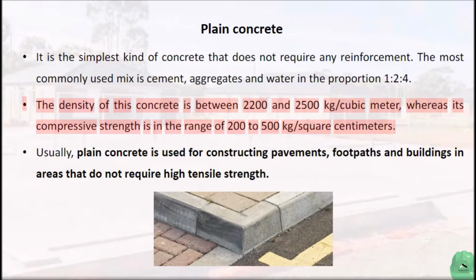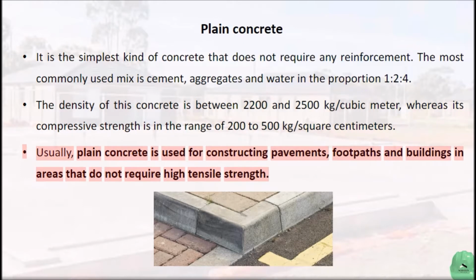The density of this concrete is between 2,200 and 2,500 kilograms per cubic meter, whereas its compressive strength is in the range of 200 to 500 kg per square centimeter. Usually, plain concrete is used for constructing pavements, footpaths, and buildings in areas that do not require high tensile strength.